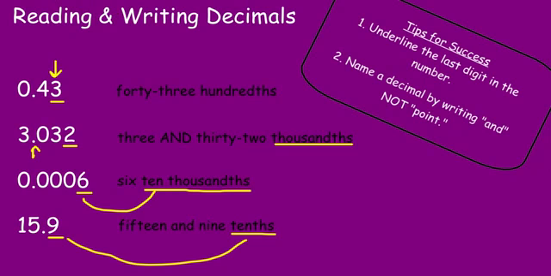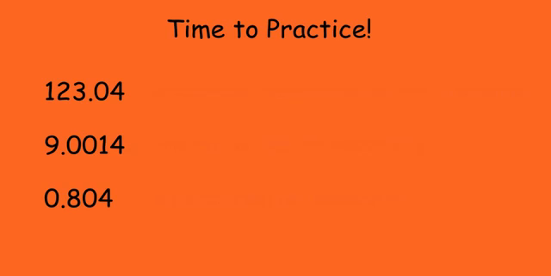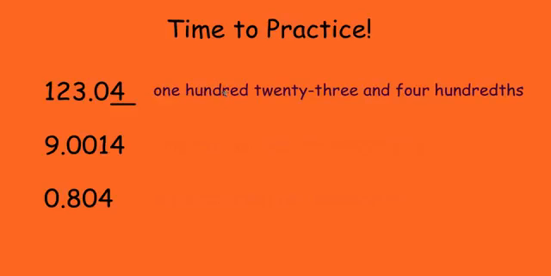In this next slide, we're going to do a little bit of practice, and we want you to do this in your notebook. So see if you can figure these out before I tell you. Okay, so this first one, looking at the last digit, the 4 is in the hundredths place. So we have 123 and 4 hundredths.